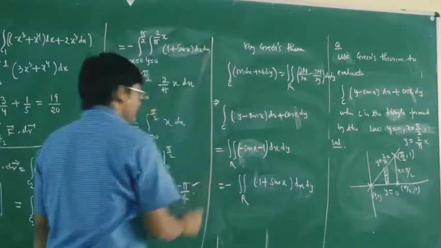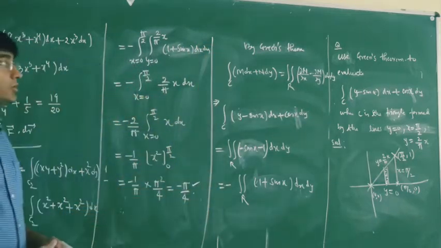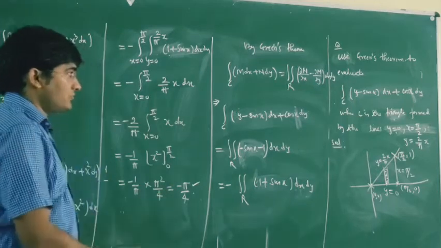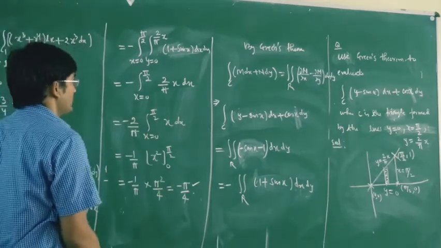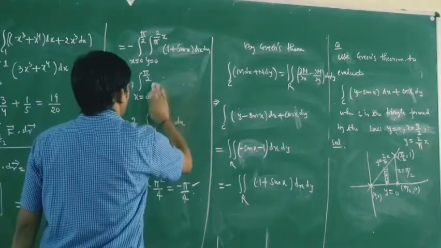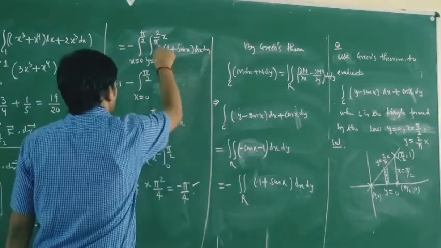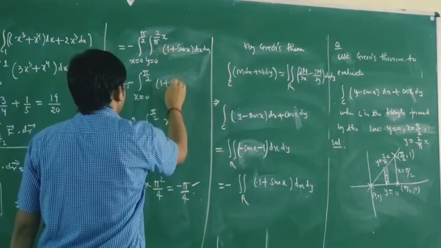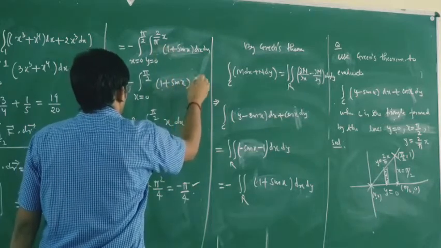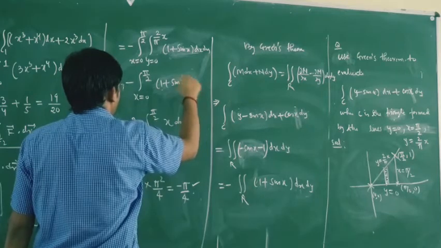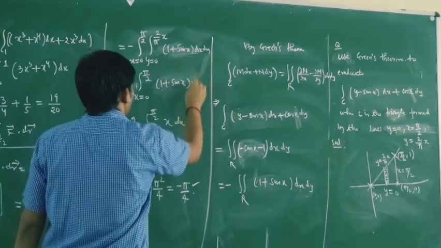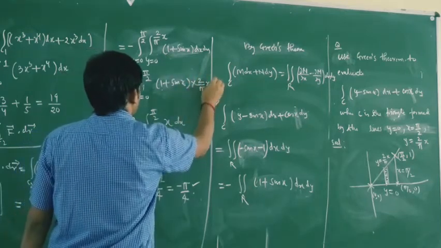This is your correct answer for n equal to cos y. Now I am taking n as cos x. Now the integration of 1 with respect to y, that is dy, will be y, and for that we have this limit, and for that we have into 2 upon pi x into dx.